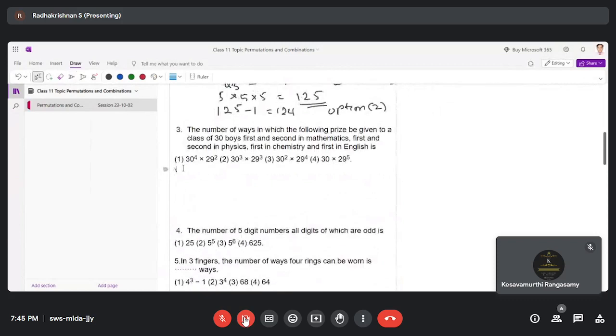You'll find that these questions are relatively simpler. Usually in the objective types in your book, the questions are hard. In this chapter, they are relatively easier.